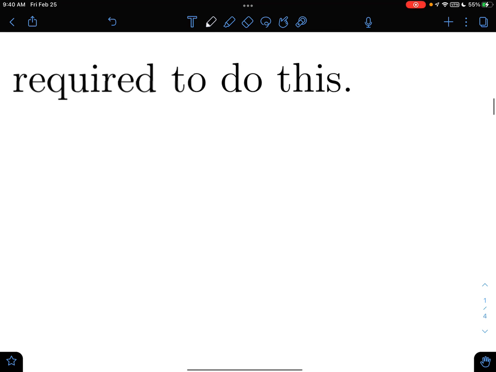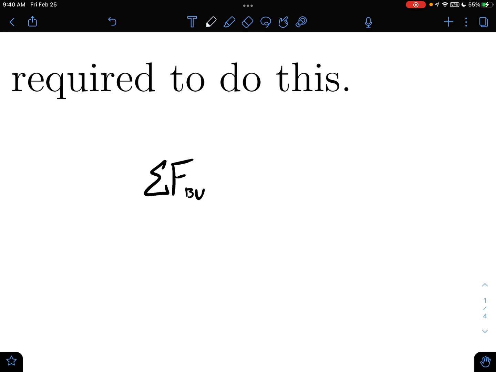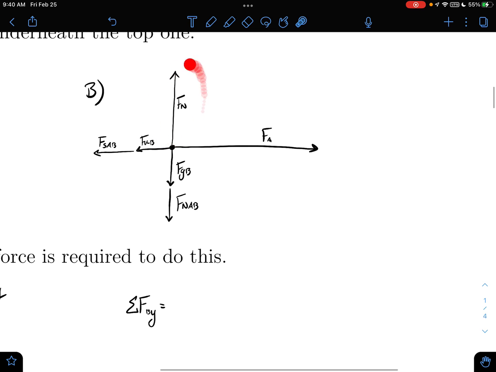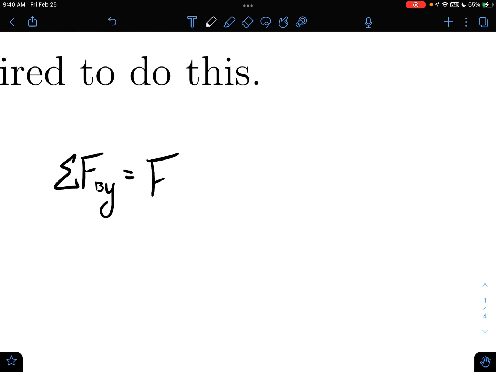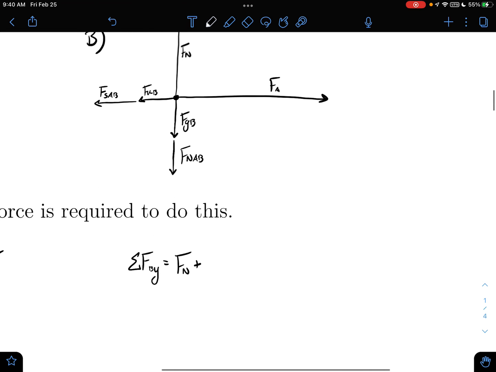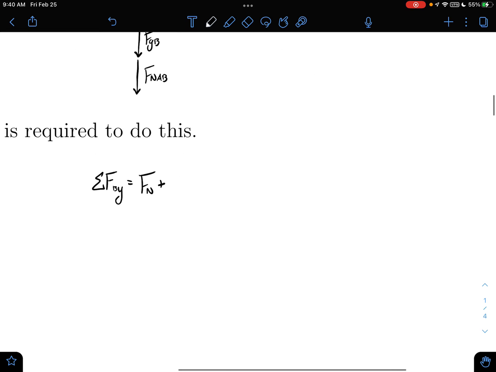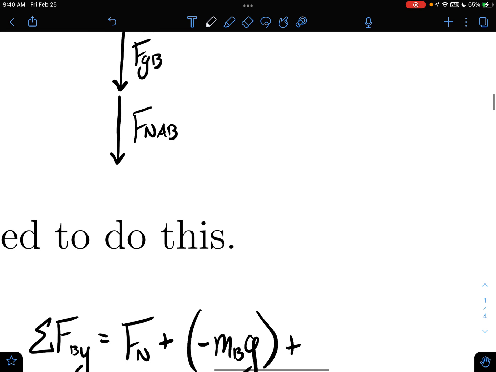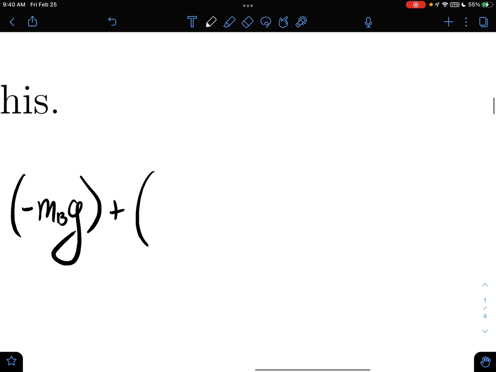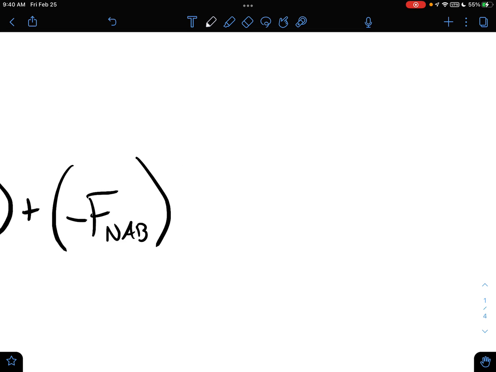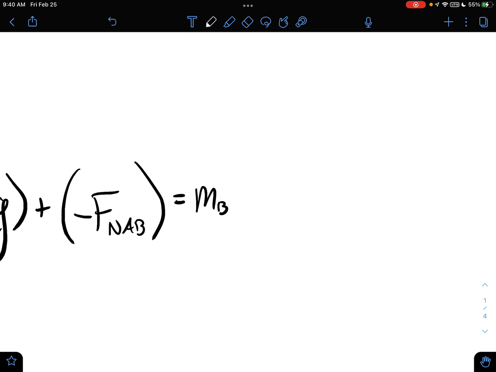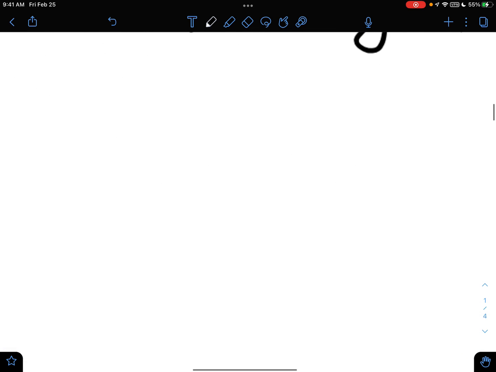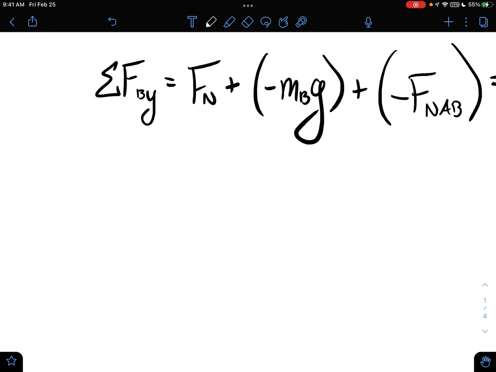Okay, now let's look at B, right? So our sum of our forces on B in the Y direction is, right, we have our normal force from the table acting up, and then we have our gravity, it's going to be in the negative direction, MBG, and our normal force from AB, normal A on B, right? And that equals our MB times our acceleration in the Y direction, right?